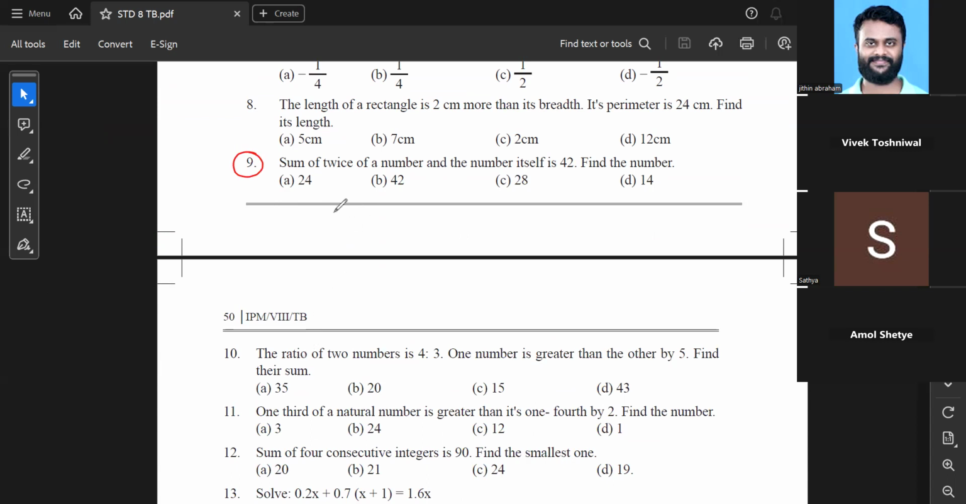Now, another question. It's a word problem. We'll have to convert it into an equation. Sum of twice a number and the number itself is 42. Find the number. First of all, let me say the number is x. Twice the number means 2x. Sum means plus. Sum of twice the number and the number means 2x plus x, is equal to 42. That gives me 3x is equal to 42. That gives me x is equal to 42 divided by 3, that is 14.